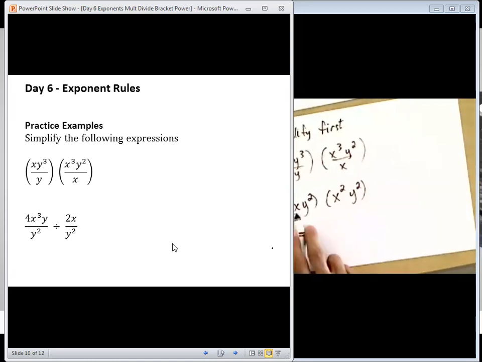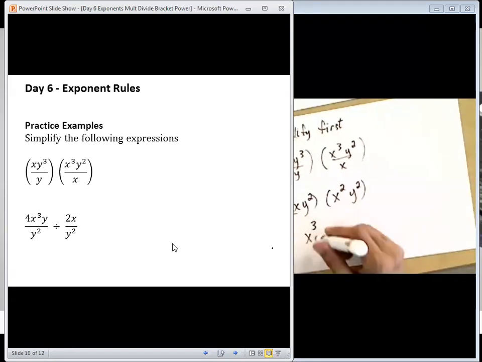Yeah, we got an x to the 1 here, x to the 2. Add them up because they're multiplying. X to the 3. Y squared and a Y squared. Yeah, Y to the 4. Good work, Mark. Yeah, add them up like that.